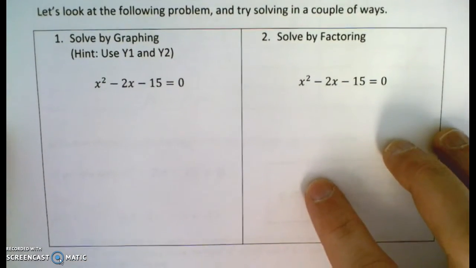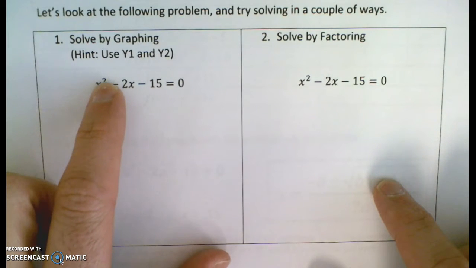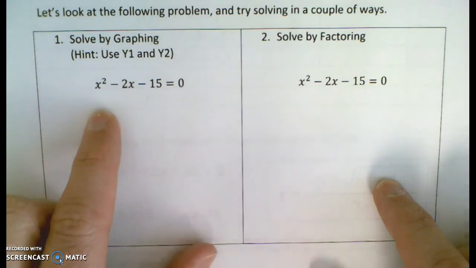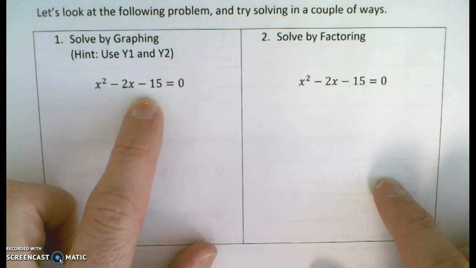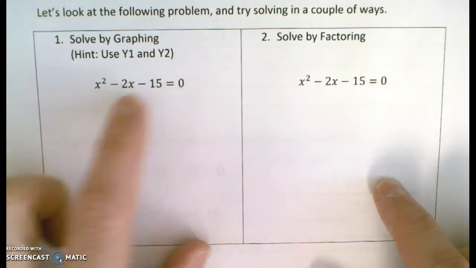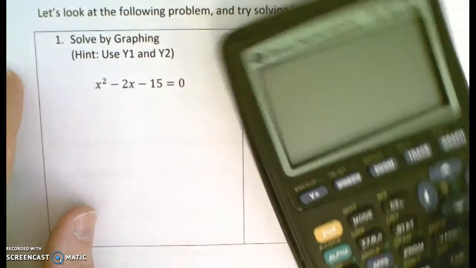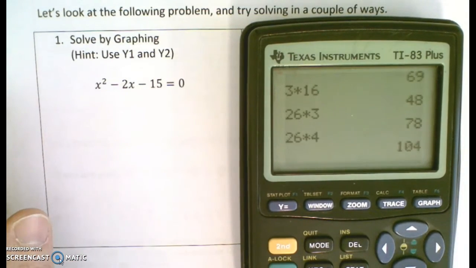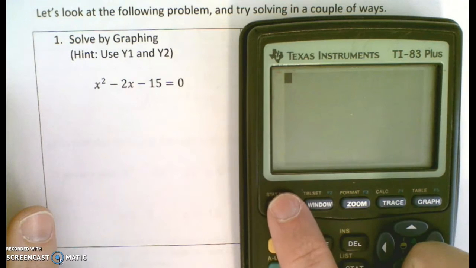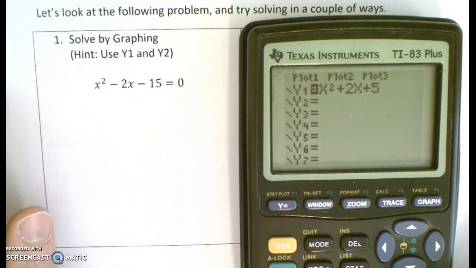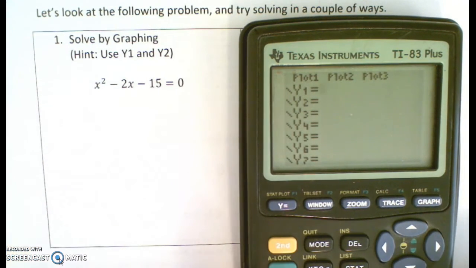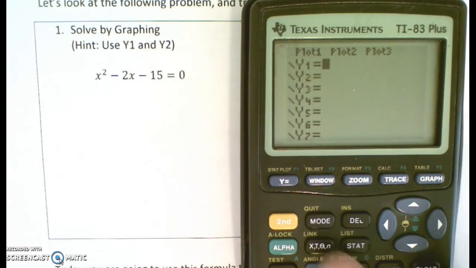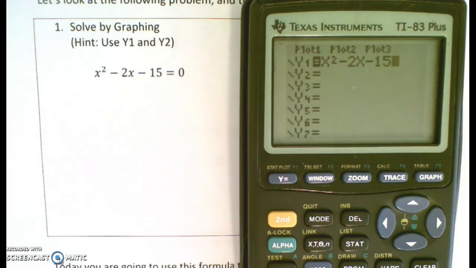So here's my quadratic equation. Remember, it's quadratic because of the x squared term. So I've got x squared minus 2x minus 15 equals 0. Remember, we did this on our calculators before. When we went to the y equals screen, we cleared out whatever was in there, and we typed in the equation that we saw. So we had x squared, remember the x button is right next to the green alpha key, x squared minus 2x minus 15.